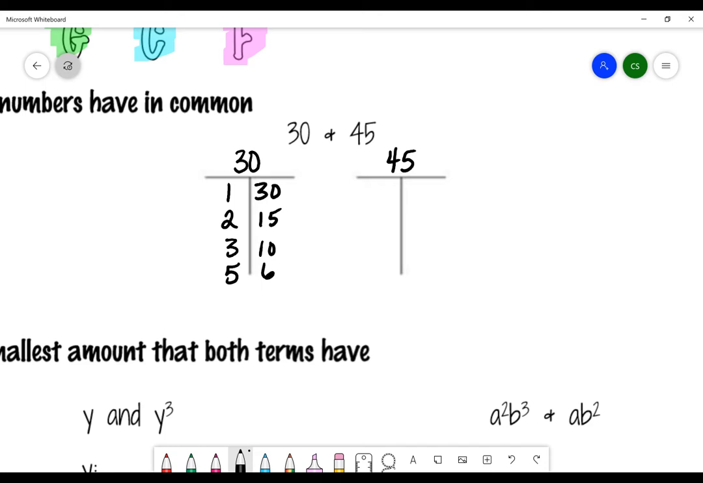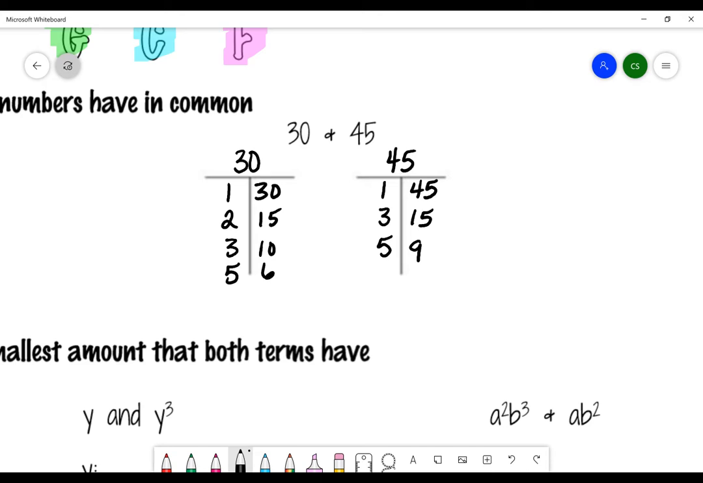Well, what about 45? I can do 1 and 45. I can't do 2 and a number. What about 3? We can do 3 and 15. I can't do 4. We can do 5 and 9. I can't do 6. I can't do 7. Can't do 8. So these are the only numbers that I can multiply that are going to give me 45.